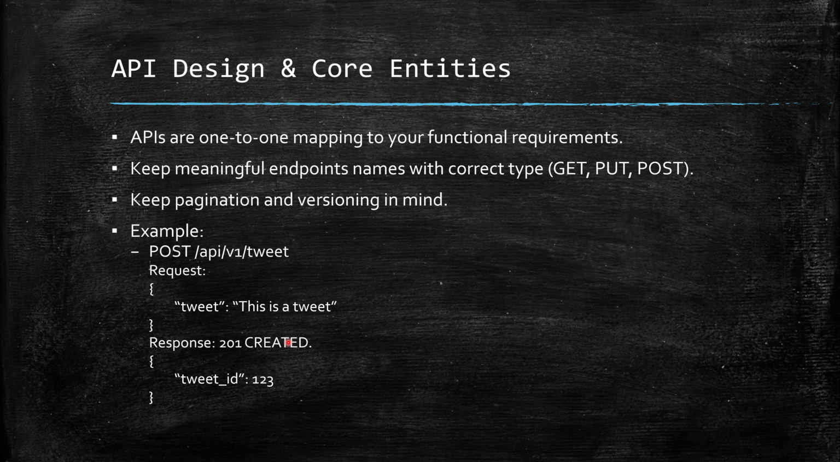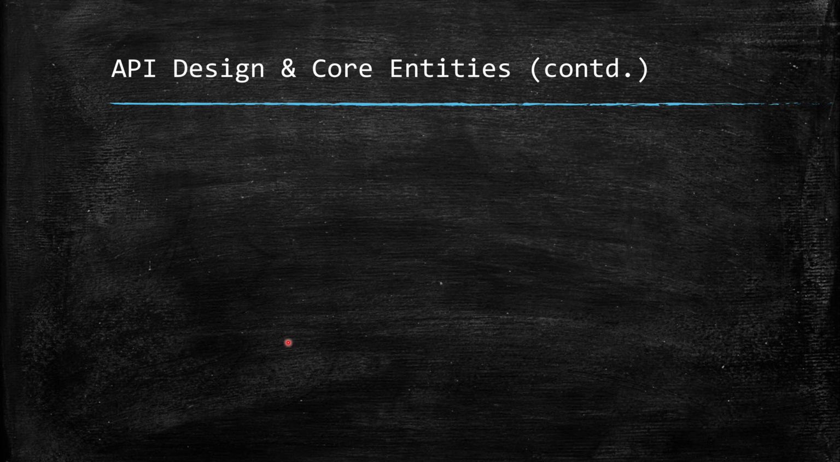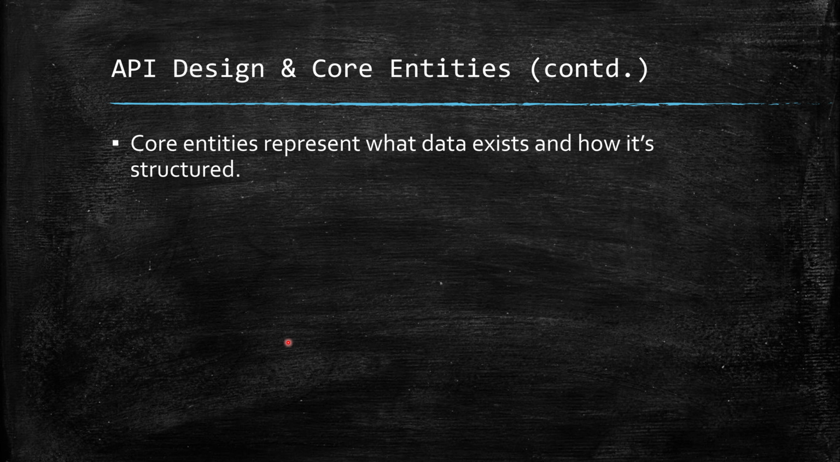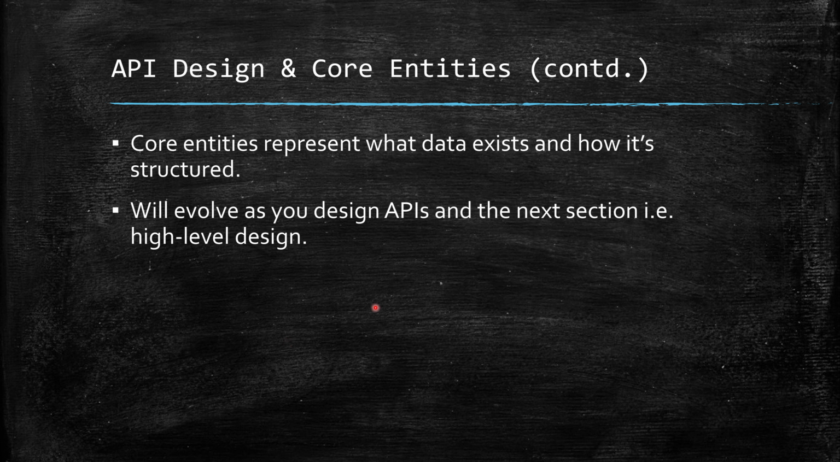Next is the API design and core entities we are continuing with. Here we will talk more about the core entities part. Core entities represent what data exists and how it's structured. So what entities you have in the system, and how they interact with each other, is your core entities part. This will evolve as you design the APIs. In the next section, which is high level design, where you will be laying out a simple design, I think is the best place to develop your core entities.